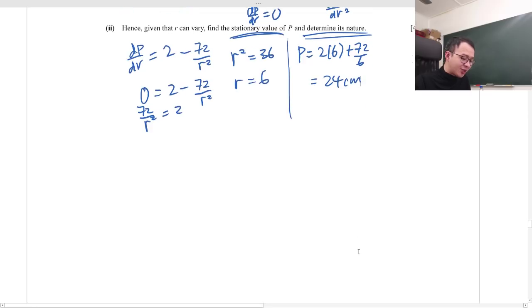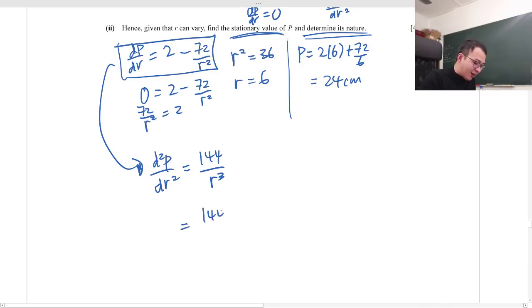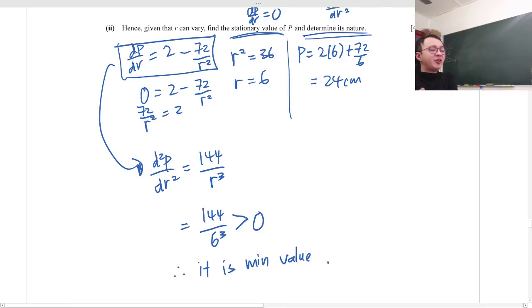And then the question also asks you to determine its nature. So basically, I need to differentiate one more time here to actually get d2P over dr squared. This is negative 2, negative 2 should be positive 144 over r cubed. So I will sub my r here, 6 cubed. So this is bigger than 0. Therefore, this is a minimum value. This is the nature of the P value, because if you get positive, it's the minimum. If you get negative, it is the maximum value. Alright.